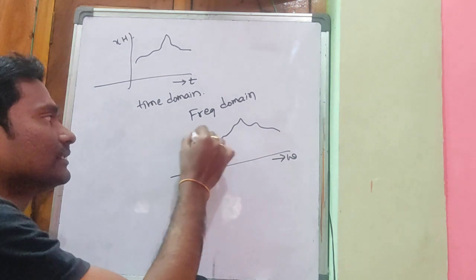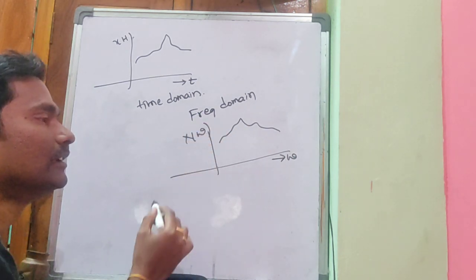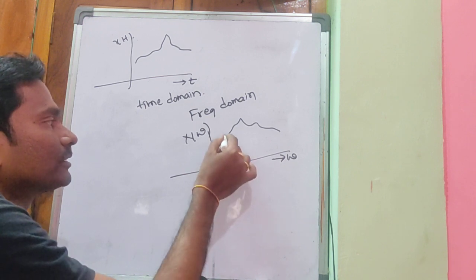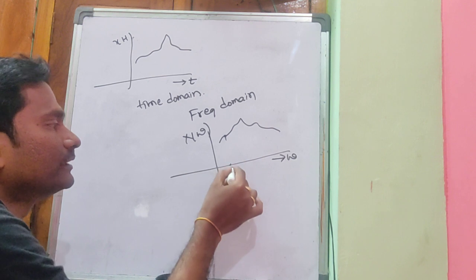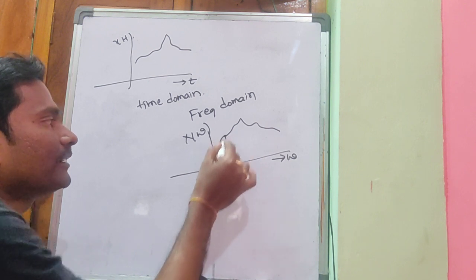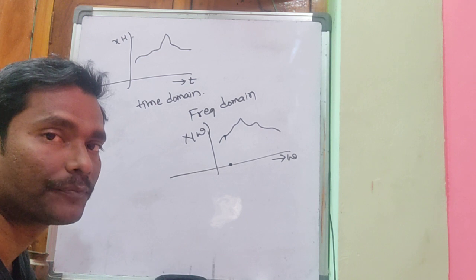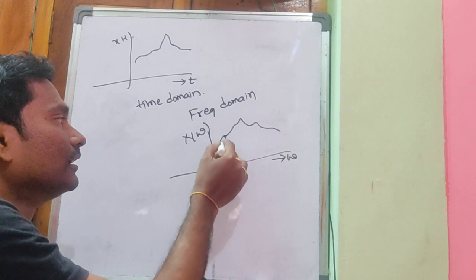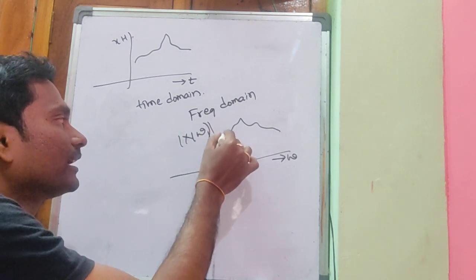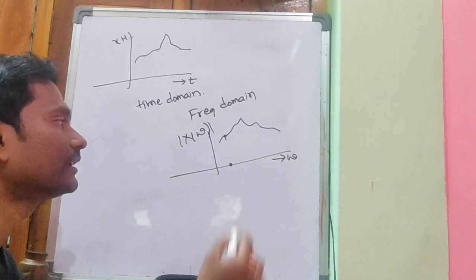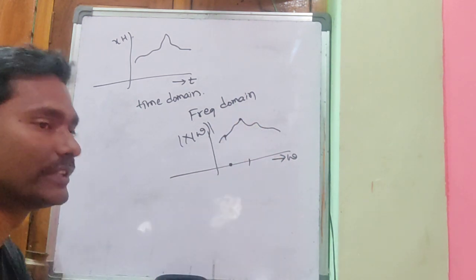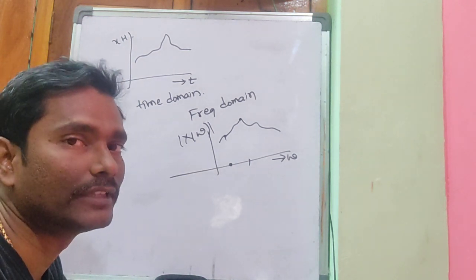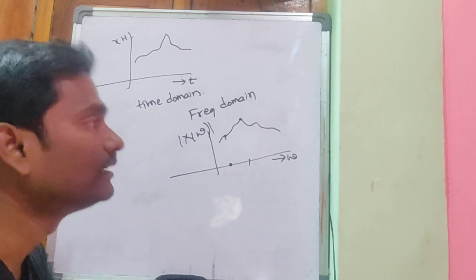So this is X of omega, and each frequency has some magnitude. This is the frequency, and this is the amplitude. Let us consider this is modulus of X of omega, the magnitude of this frequency component. That means we represent what frequency components are present inside the time domain signal.